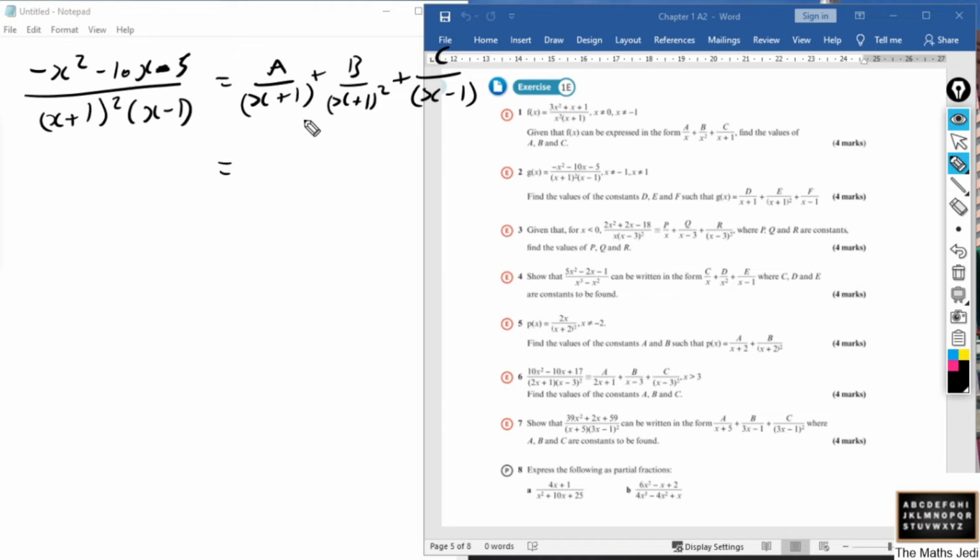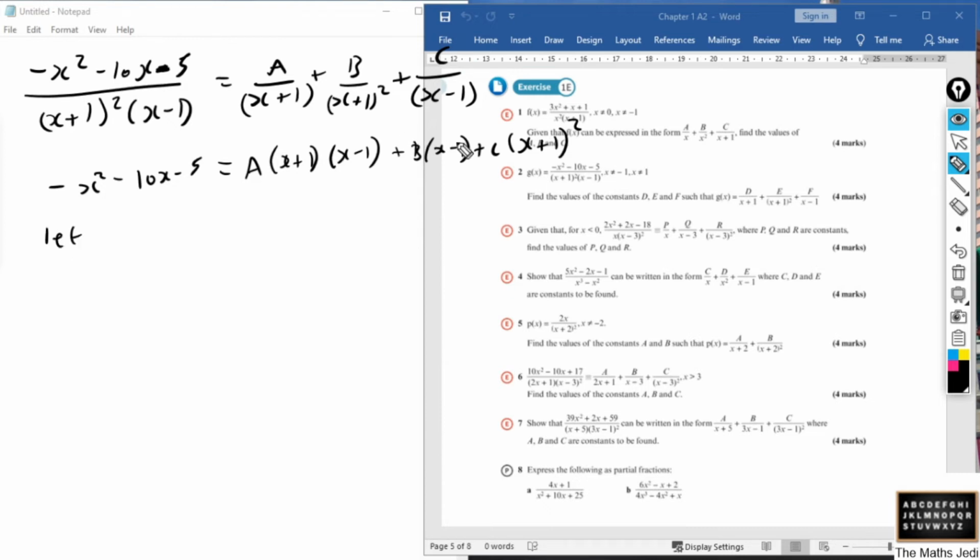In terms of multiplying out on the numerators, you'd have a multiplied out by x plus 1 and x minus 1, because we're trying to get from this denominator to this denominator. You'd have b multiplied by x minus 1, and you'd have c multiplied by x plus 1 all squared. Sorry for going over the page. You have minus x squared minus 10x minus 5 equal to all of this. And just like before, I'm going to use a bit of substitution.